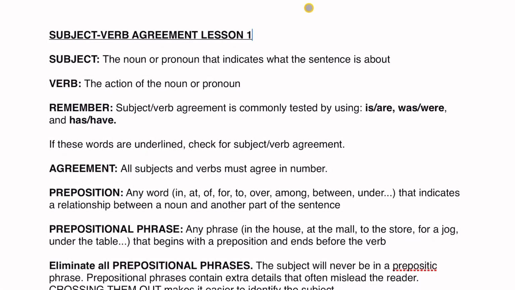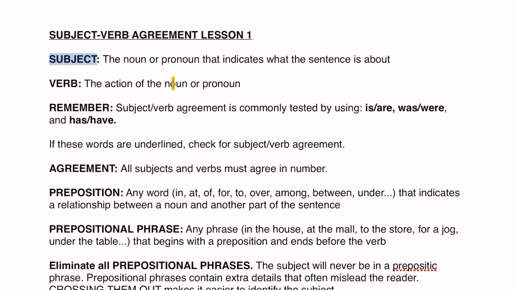All right, welcome all. Today we're starting subject-verb agreement, and this is lesson 1 for the EST grammar. This is very, very important, and a lot of people make a lot of mistakes in subject-verb agreement. When we talk about subject-verb agreement, we have to first understand basic terms, okay? So the first thing you need to know is, what is a subject?